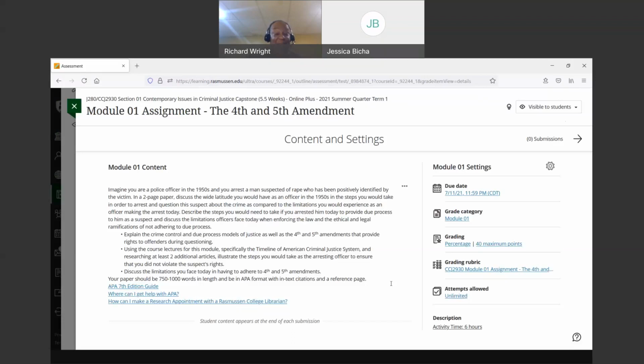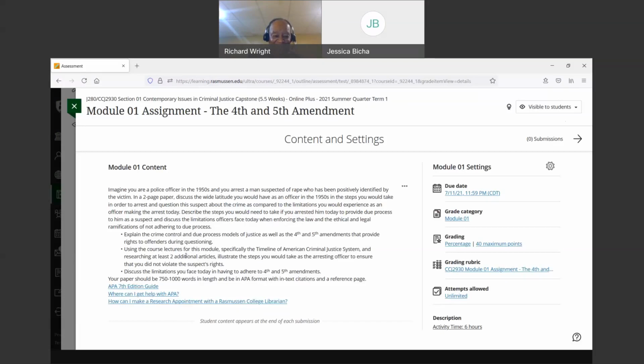Now, you can go beyond that. It's okay. And you're going to cover the issues here. And when you do that, you're going to explain the crime control and due process models of justice, as well as the 4th and 5th Amendments that provide rights to offenders during questioning. We will talk a little bit about the 4th Amendment and the 5th Amendment before we adjourn tonight. But this is the assignment itself.